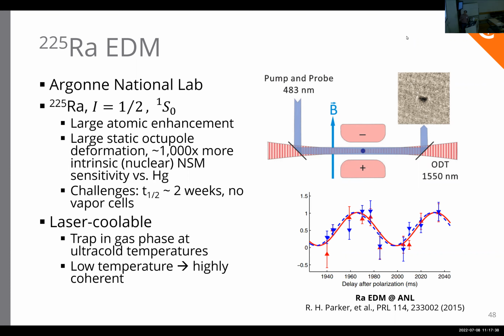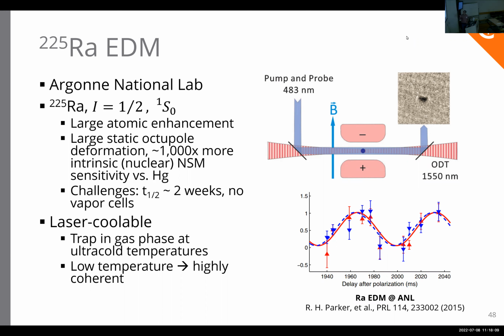So instead, they use the fact that radium is laser coolable, which I will talk more about. So you can cool it and trap it in the gas phase at ultra cold temperatures, meaning microkelvinish, where you can load it into a trap made out of a focused laser in a vacuum chamber and get a super clean environment. So this is basically just atoms floating in an ultra high vacuum. So you can get really, really good quantum coherence.